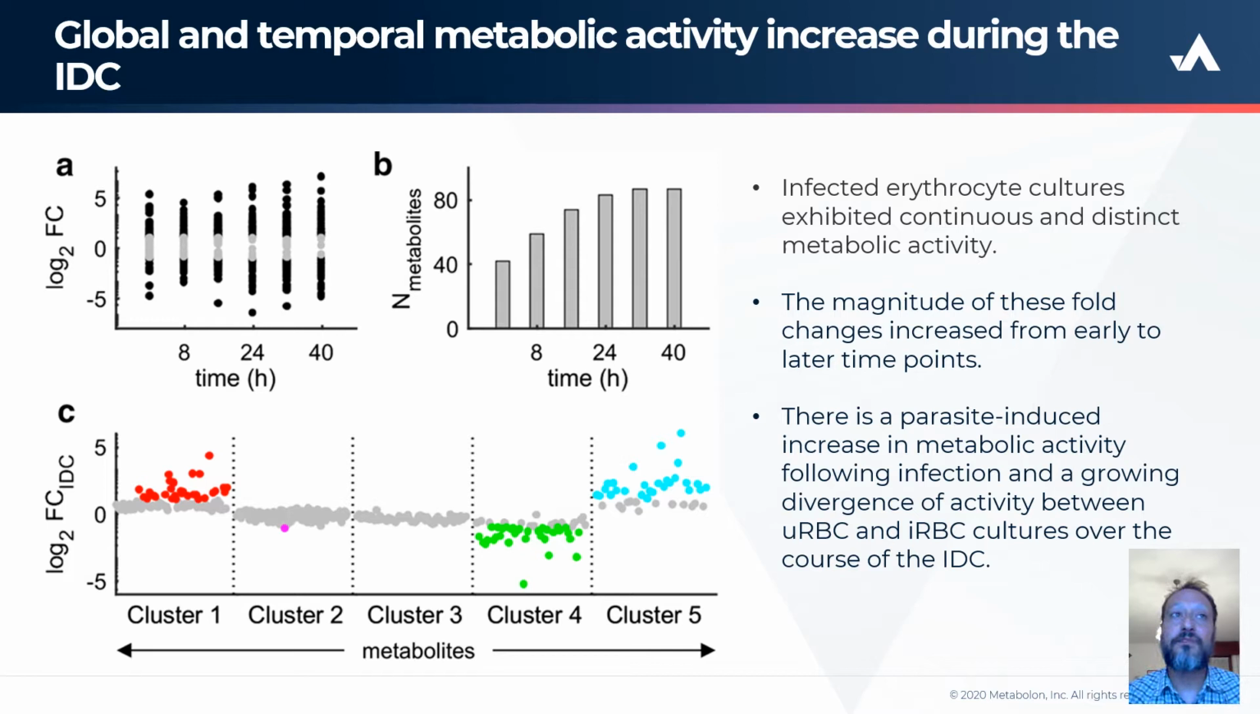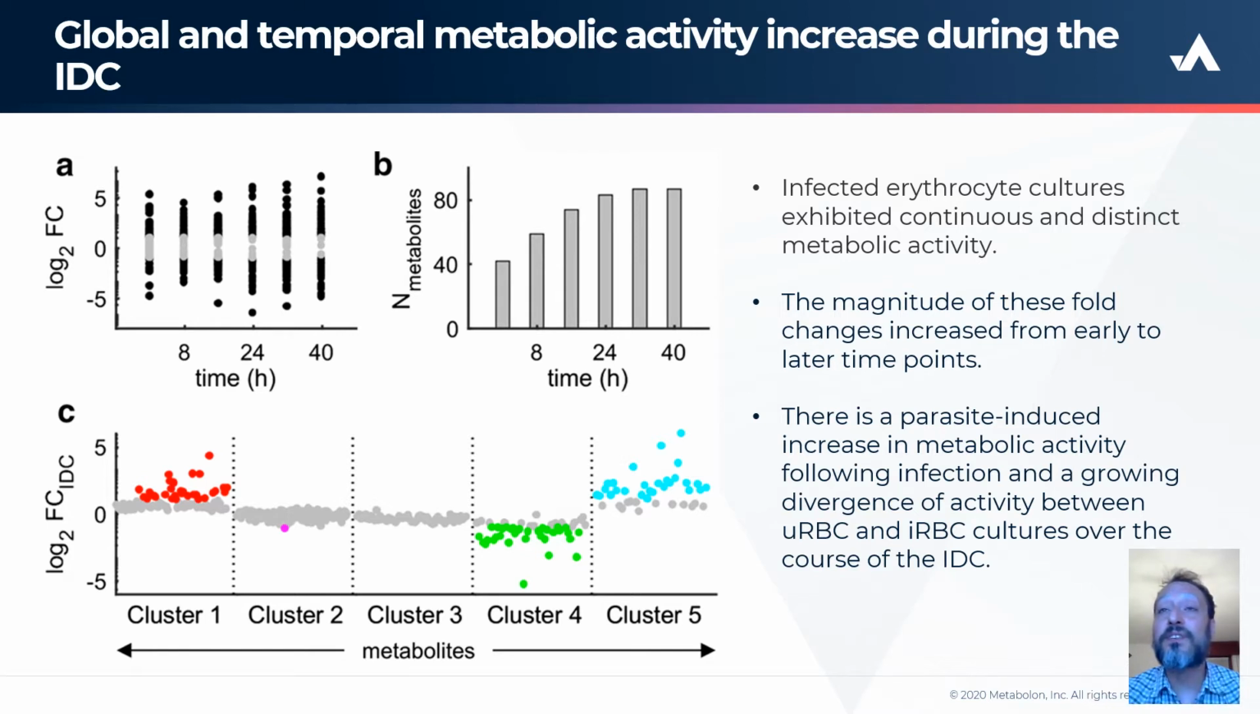And in fact, the figure A, the one on the top left, shows the fold change in the abundance of the top 93 metabolites at the 6 measured time points. The magnitude of these fold changes increased from early to later time points. And in figure B, you can see the number of metabolites changing by at least twofold in abundance at each time point increased from 42 at time 0 to 87 at time 40, suggesting a parasite-induced increase in metabolic activity following infection and a growing divergence of activity between uninfected red blood cells and infected red blood cell cultures over the course of the IDC.